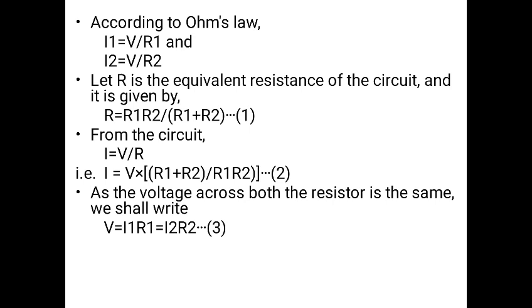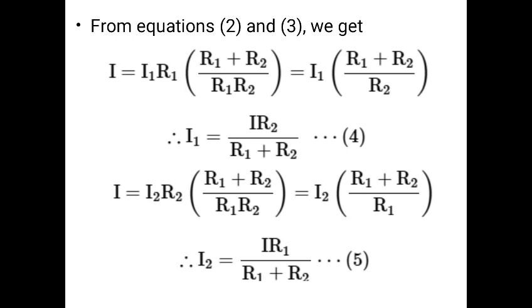As the voltage across both the resistors is the same, we shall write V is equal to I1 R1 which is also equal to I2 R2. From equations 2 and 3 we get I is equal to I1 R1 into R1 plus R2 by R1 R2, that is equal to I1 into R1 plus R2 by R2, cancelling R1 on numerator and denominator. Therefore, we shall write I1 is equal to I times R2 divided by R1 plus R2 from the previous result.